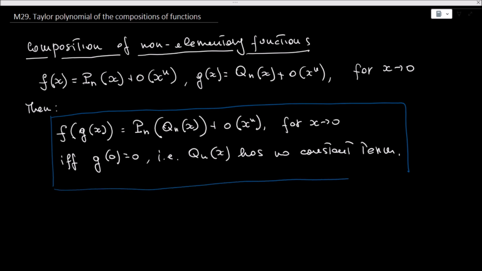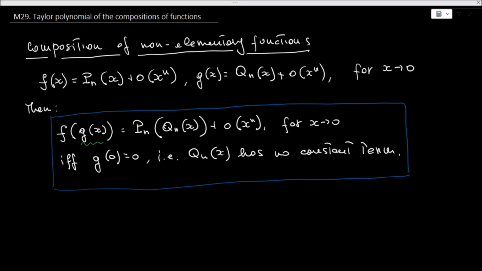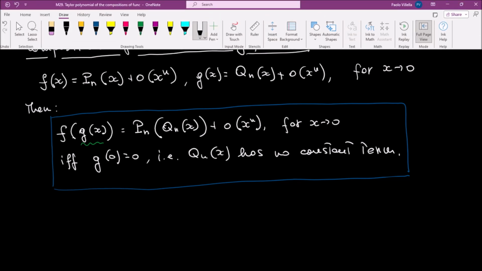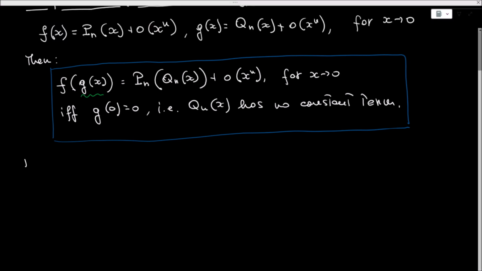Now, the fact that g of 0 has to be equal to 0 is quite intuitive. If you think that we are now expanding the function f on g of x, and basically to apply Pn for the expansion of f, we need to have that the argument will go to 0 when x goes to 0. Okay, before moving to the proof of this theorem, let's familiarize with this with just an example.